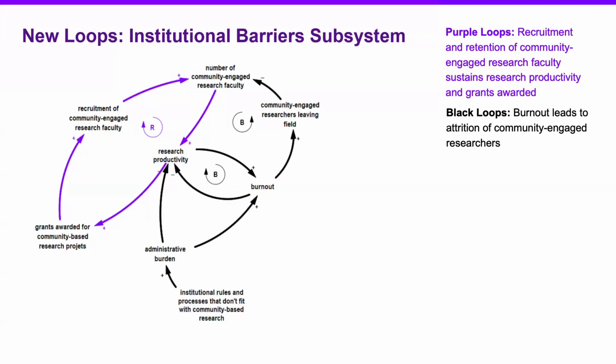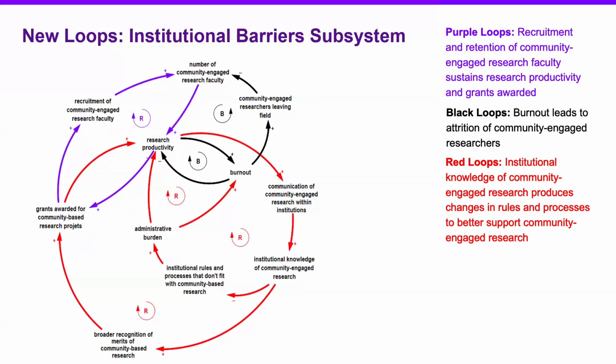So we know that community engaged research can be very taxing, especially in the publish or perish environment of academia. What this loop shows is that there are administrative rules and processes that are at odds with effective community engaged research that push researchers to burnout. So again, it shows the effect of burnout on the attrition of community engaged researchers and productivity.